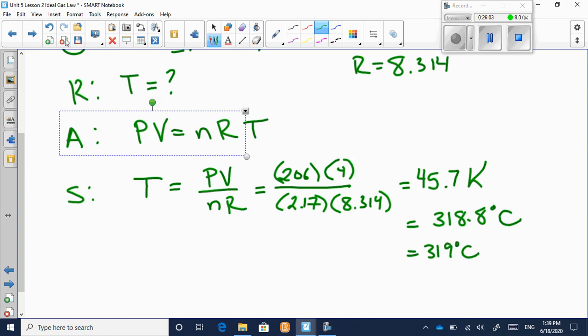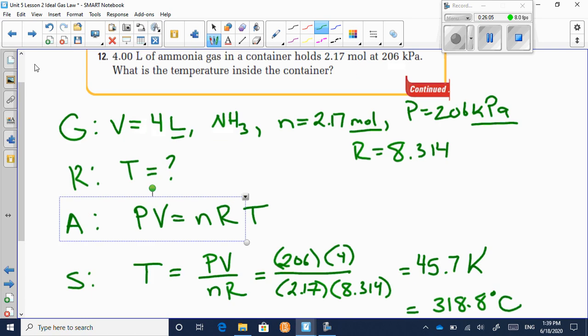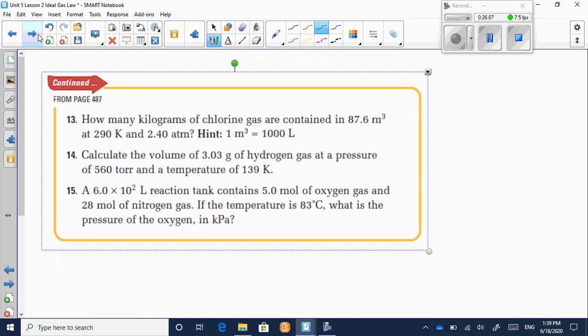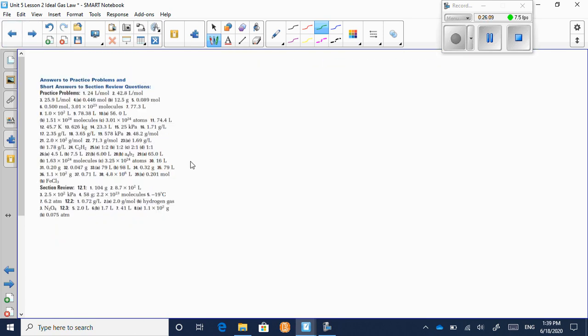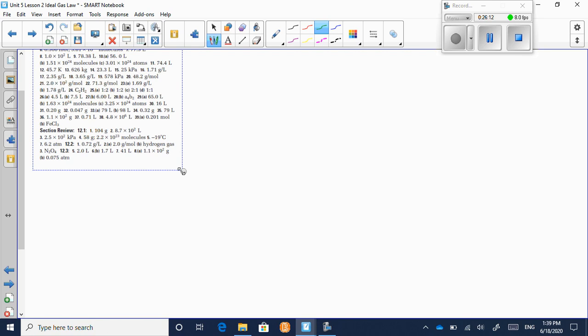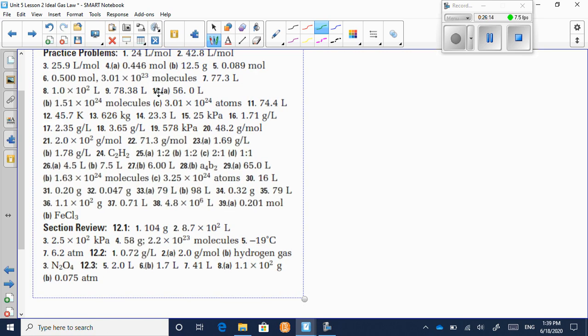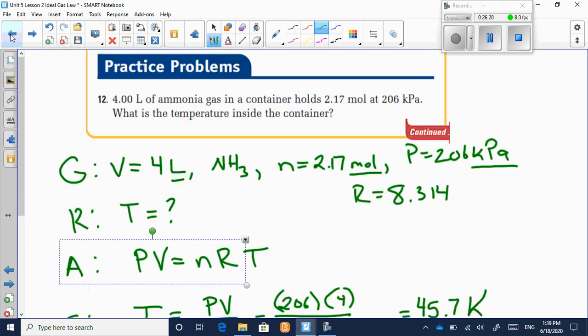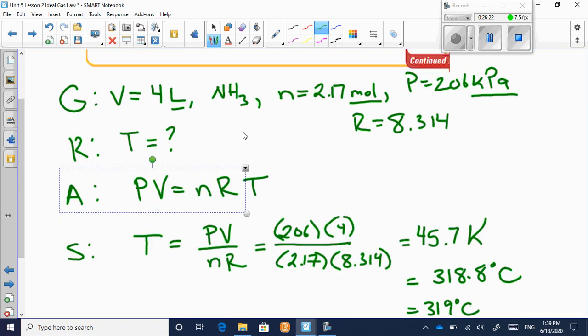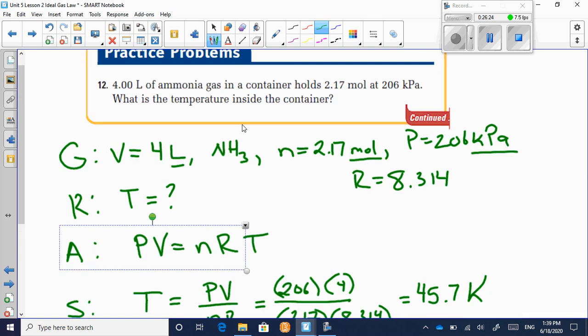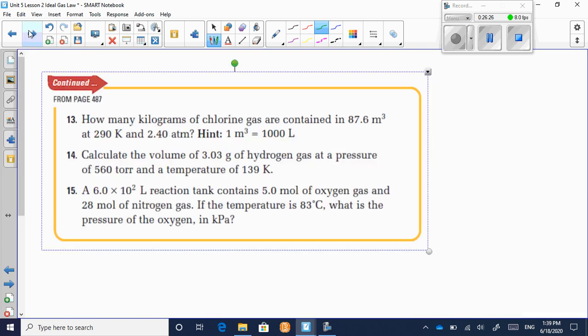Let's check the answer in the back of the book. This was question number 12. Let's go to the answers here. And the answer for 12 is 45.7 Kelvin. What did I get? 45.7 Kelvin. Okay. All right, so just a few questions to finish off there, practicing working with the ideal gas law. Can you guys do 13 to 15? Let me know if you have any questions.